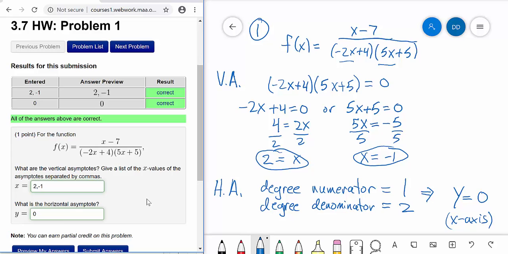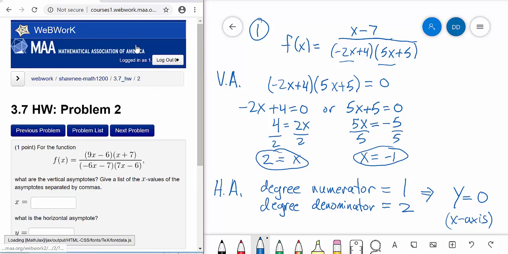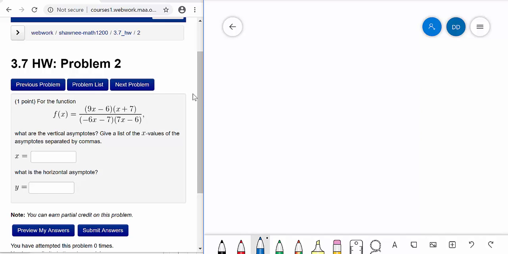All right, let's continue with problem number 2. Problem 2 is very much like problem number 1. Now we have two factors in the numerator and we have two factors in the denominator. So we're still going to have two vertical asymptotes from when these factors in the denominator equal 0, and the horizontal asymptote will be a little bit different because the degree of the numerator and denominator are equal. They both have degree 2.